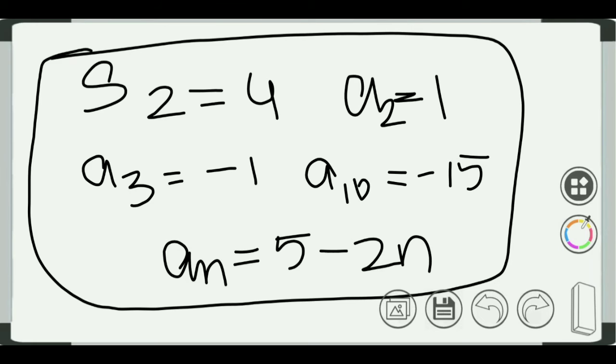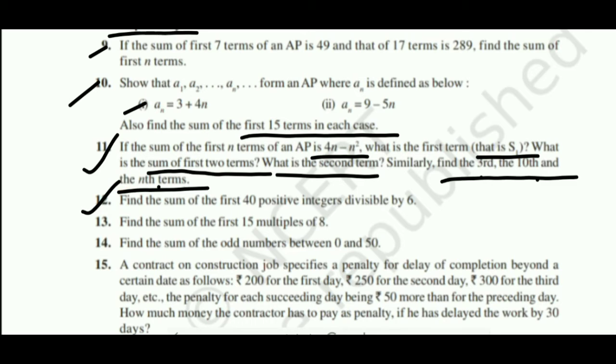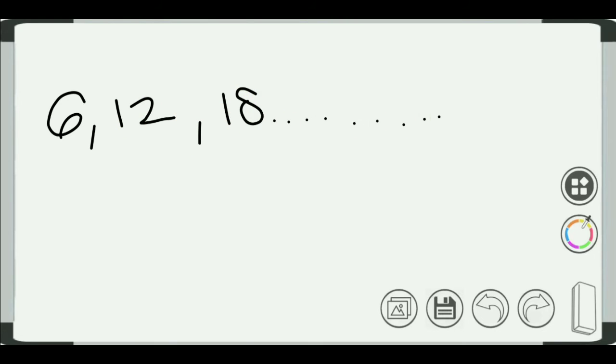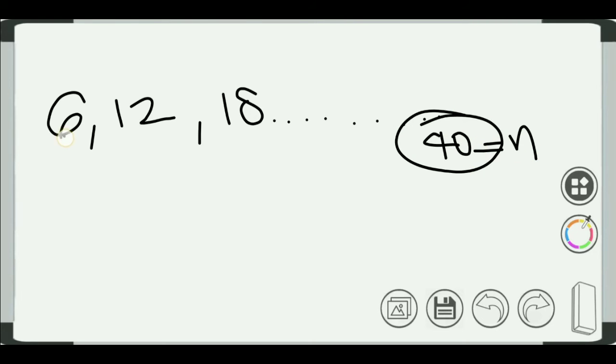Okay. Now we can come to the 12th one. Find the sum of first 40 positive integers divisible by 6. You need to find the sum of first 40 positive integers divisible by 6. Divisible by 6 means it will start from 6. Then 1 6 are 6, 6 2s are 12, 6 3s are 18. Then it goes on till 40 integers. That means n is equal to 40. It will go like multiples of 6 up to 40 integers. So n you can take as 40.